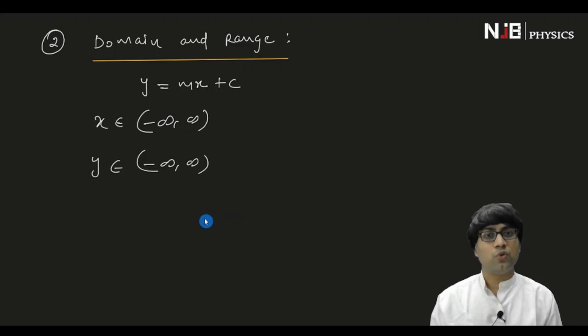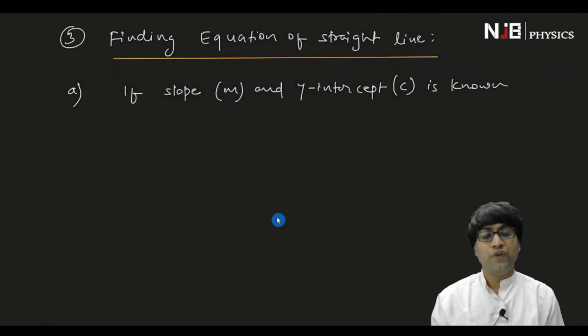Let us now talk about finding the equation of a straight line if a few pieces of information are available to us. So the first situation is if the slope of the straight line and y-intercept are known to us.